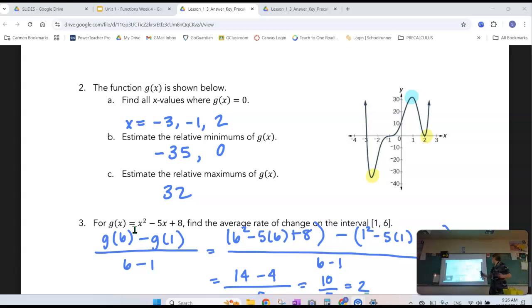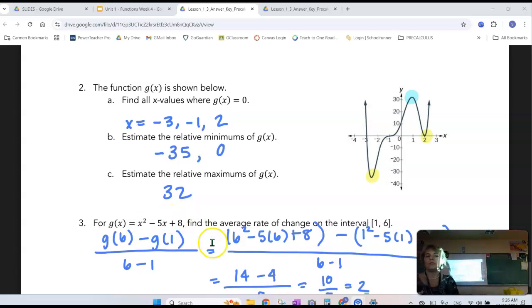Okay. Then the last one, they put 32. Don't worry about it. This is just estimating. So I said 30. A lot of people's papers I saw said 30. Some people put 35 for that one as well. So we're estimating, right? It's close to 30, 32, something like that. Okay? So we have 1,32, or you could put that when the y value is 32, that's the highest point on the graph. Remember, these are relative or local maximums and minimums.